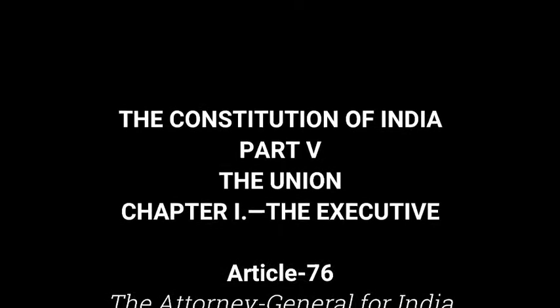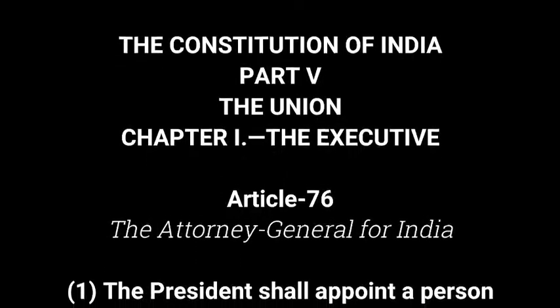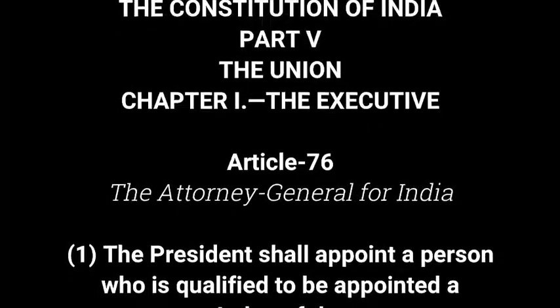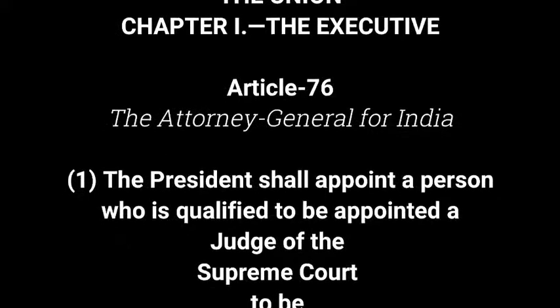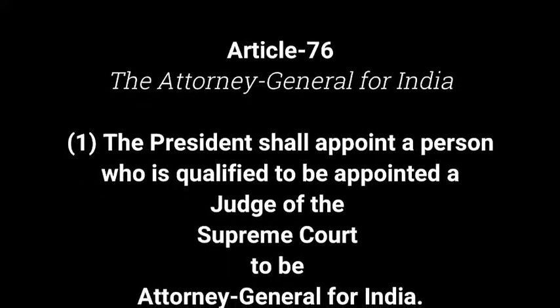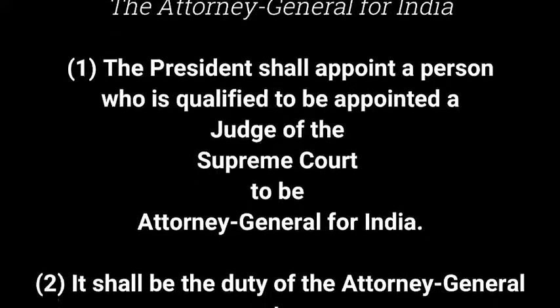The Constitution of India. Part 5. The Union. Chapter 1. The Executive. Article 76. Attorney General for India. 1. The President shall appoint a person who is qualified to be appointed a judge of the Supreme Court to be Attorney General for India.